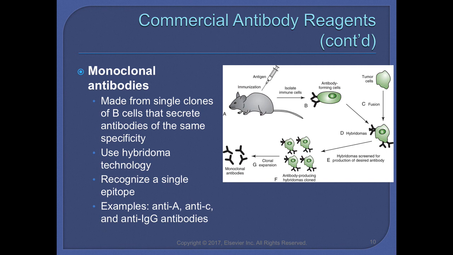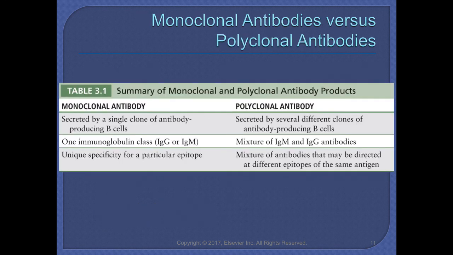So again, monoclonal are antibodies that are made from one single clone of B cells that secrete antibodies of the same specificity. So that's the difference between monoclonal and polyclonal antibodies.